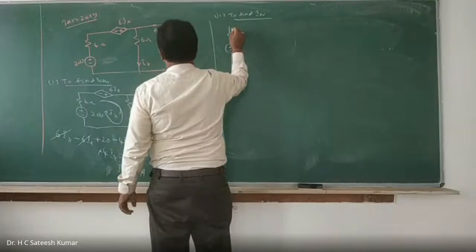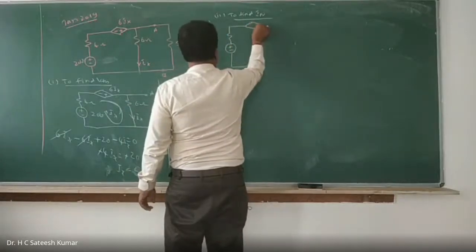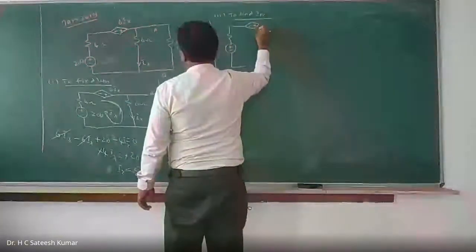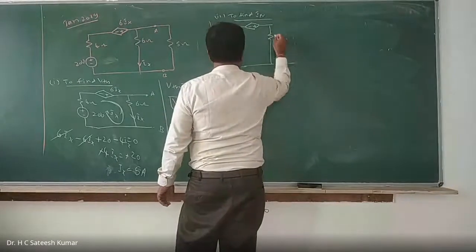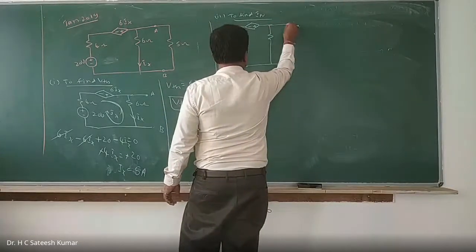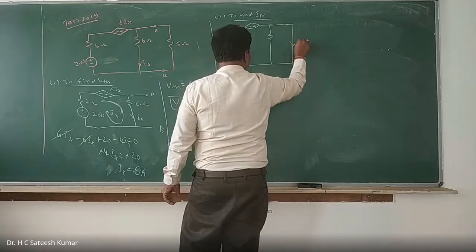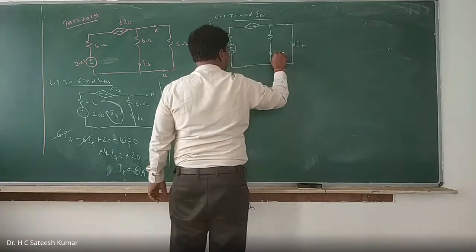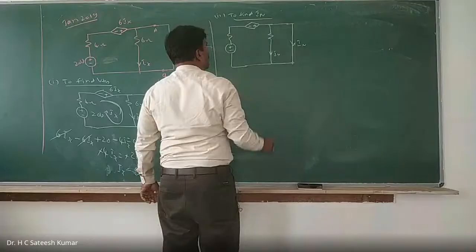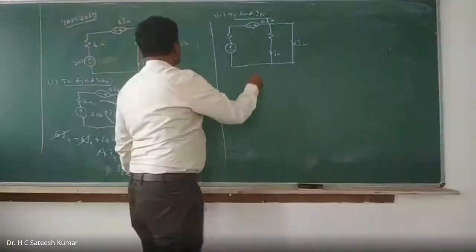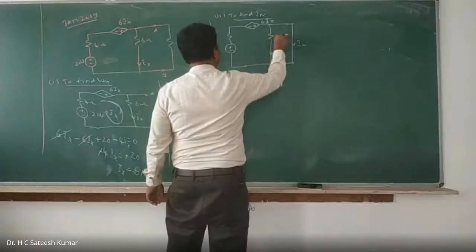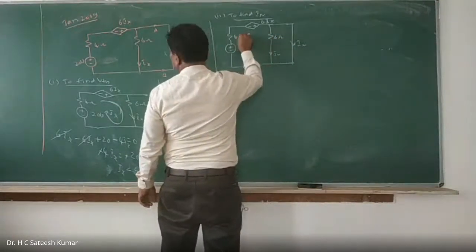I'll redraw this one. This is your IN, this is your Ix. This is your 6Ix. This is 6 ohms, 4 ohms, 20 volts.